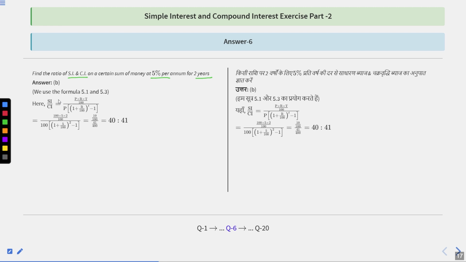So what is the formula of simple interest? PRT upon 100. And what is the formula of compound interest? P in the bracket, 1 plus R upon 100 to the power T, minus 1. So we just put these values in the formula. So 100 times 5 times 2 upon 100, whole upon 100 in the large bracket, small bracket 1 plus 5 upon 100, whole squared, minus 1, which becomes 10 upon 100 upon 41 upon 400. So when we calculate it, we get 40 upon 41, which is our answer. So B is the correct answer. Next one.